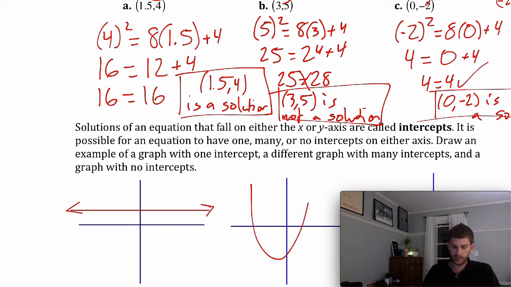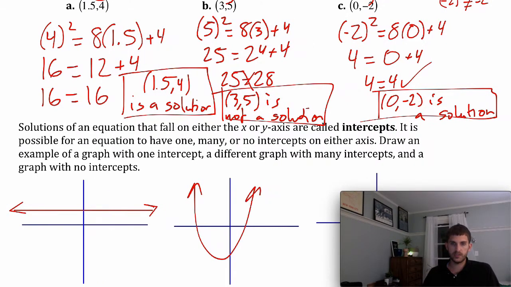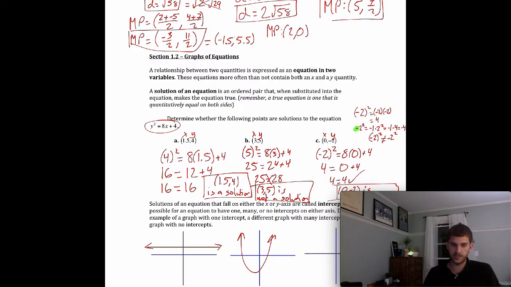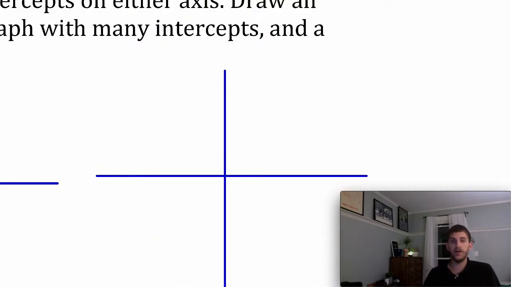Let me draw one that has a couple intercepts. So let's draw a parabola, graph of a quadratic. It's got two x-intercepts and one y-intercept. Let's draw an example of one that has no x-intercepts.